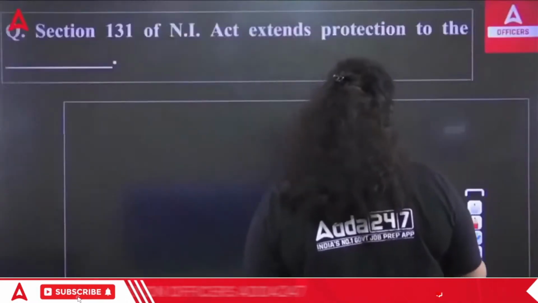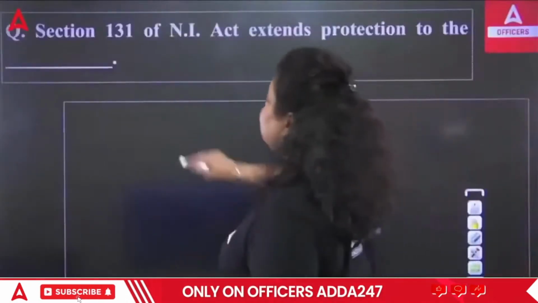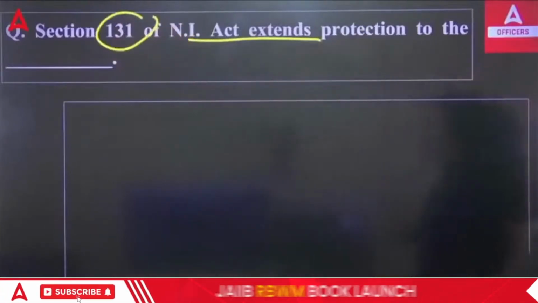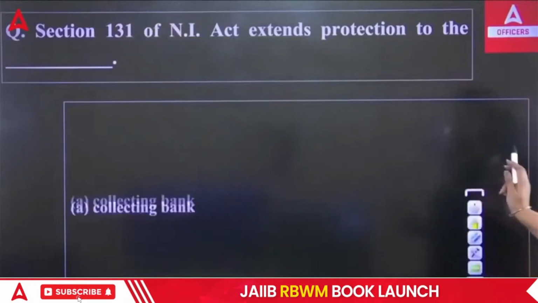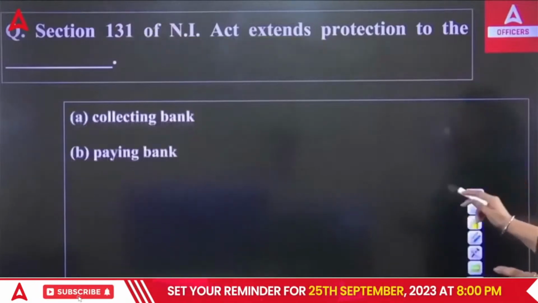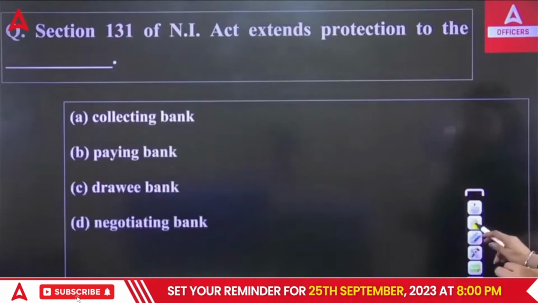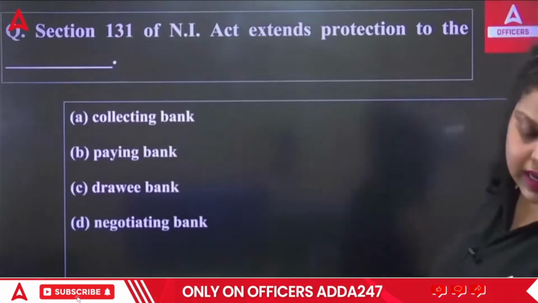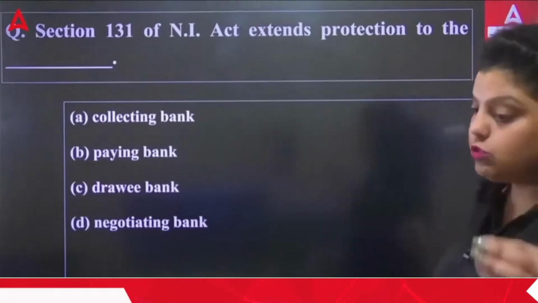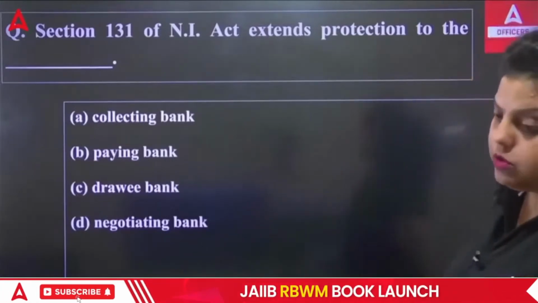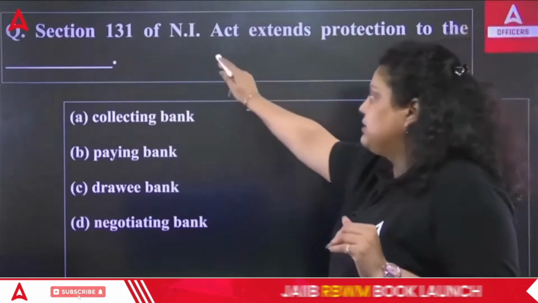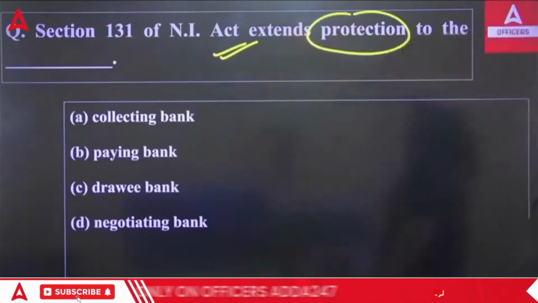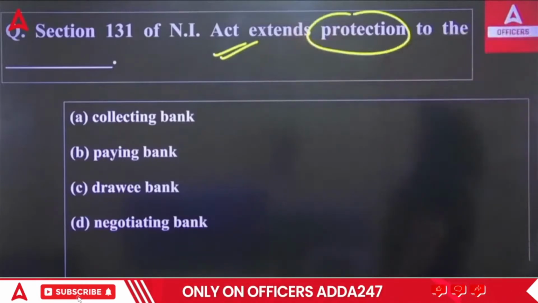Okay, so the first question is talking about Section 131 of the Negotiable Instruments Act, which extends the protection to the dash. So it extends the protection to whom? To the collecting bank, paying bank, drawing bank, or a negotiating bank. As I have talked about, the Act covers a lot of conditions about the check, like who is liable and who is not. So Section 131 gives the protection to which of the following banks? Collecting bank, paying bank, drawing bank, or a negotiating bank.